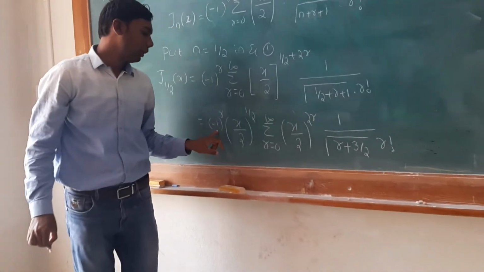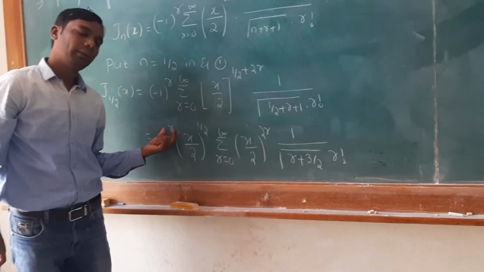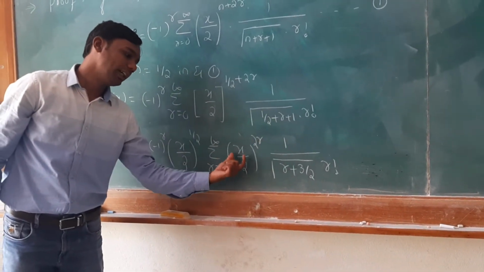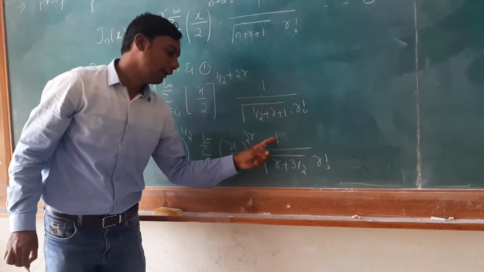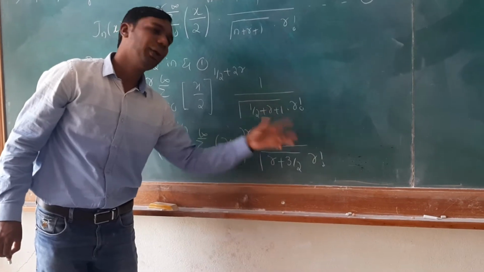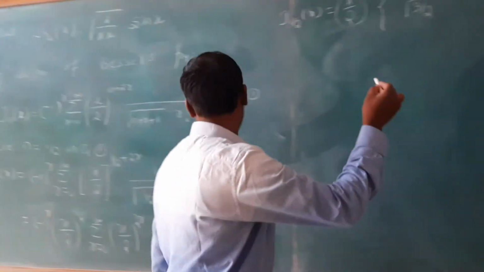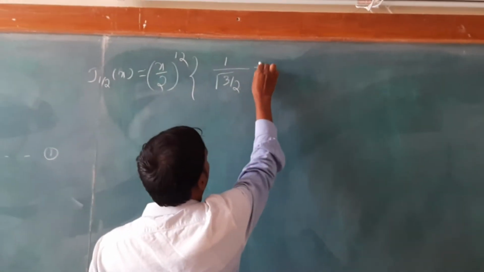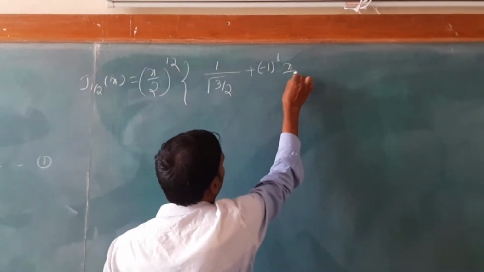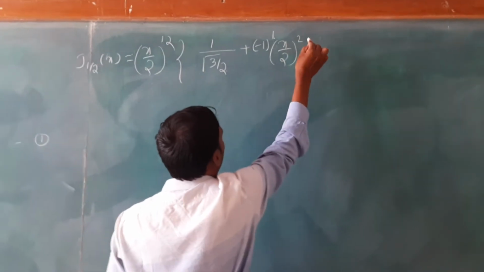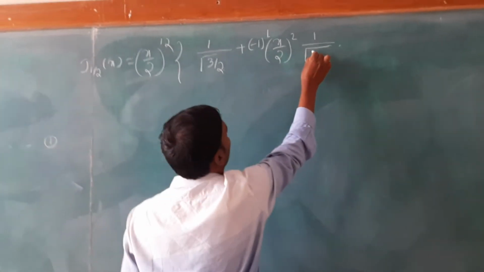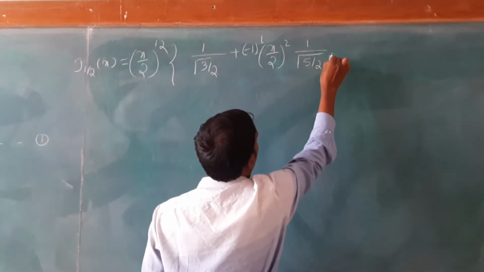Then put r equal to 1. If you put r equal to 1, we get minus 1 raised to 1 into x by 2, 2 into 1 is 2, x by 2 whole square, 1 divided by, put r equal to 1, so 1 plus 3 by 2 means 5 by 2, into 1 factorial. So by substituting r equal to 1, we get minus 1 raised to 1 into x by 2 whole square into 1 divided by gamma of 5 by 2 into 1 factorial.